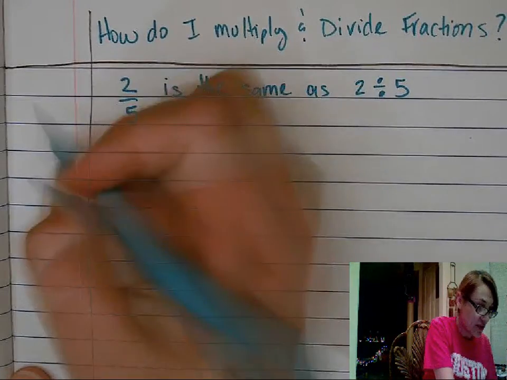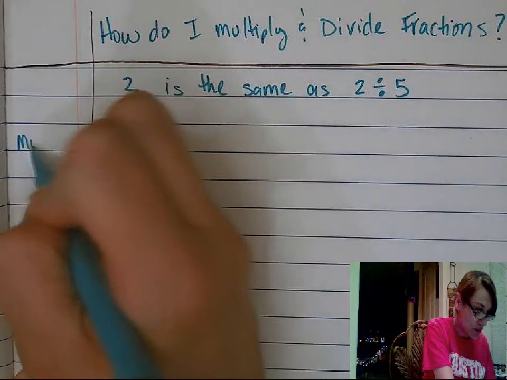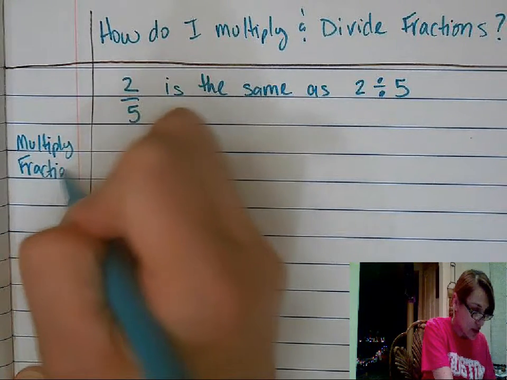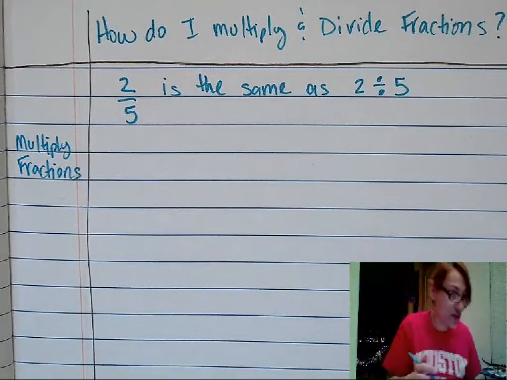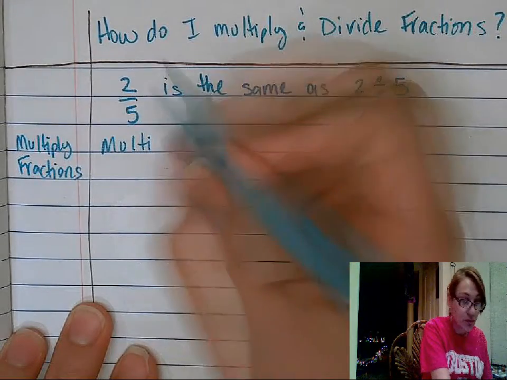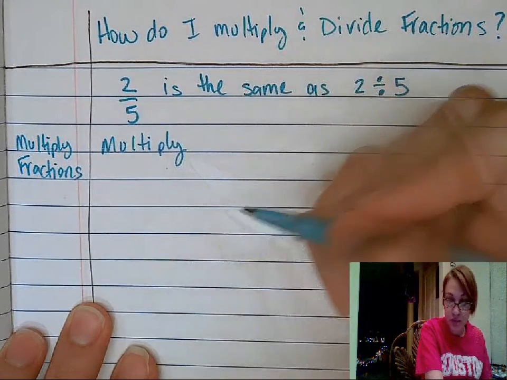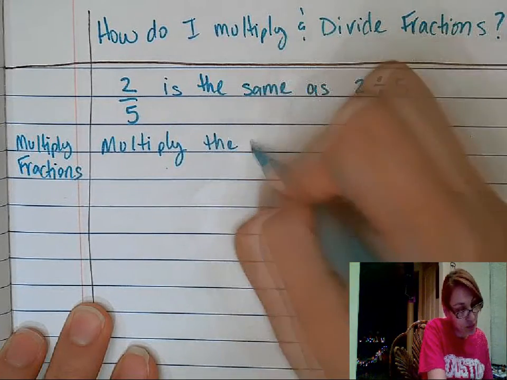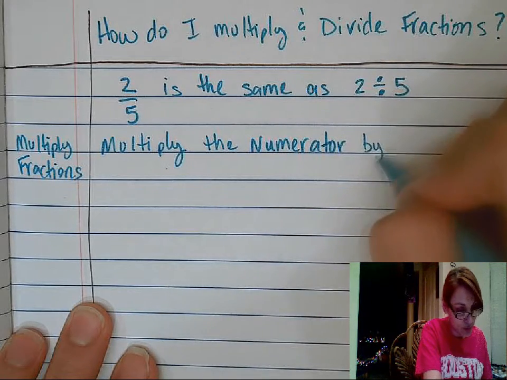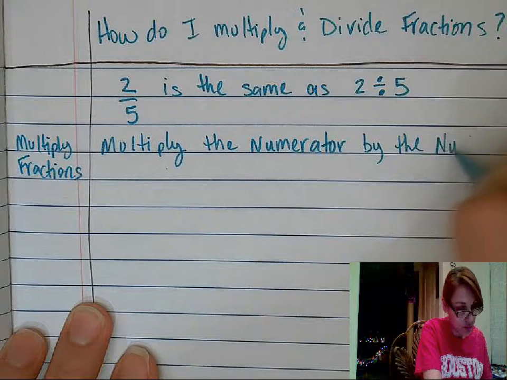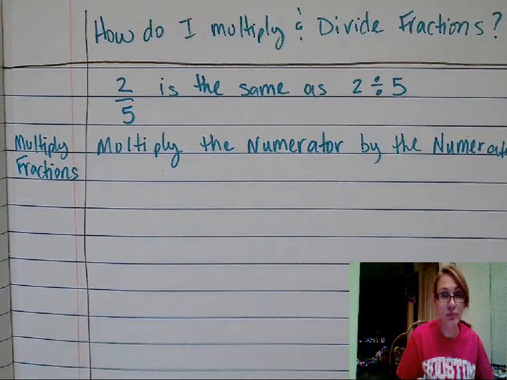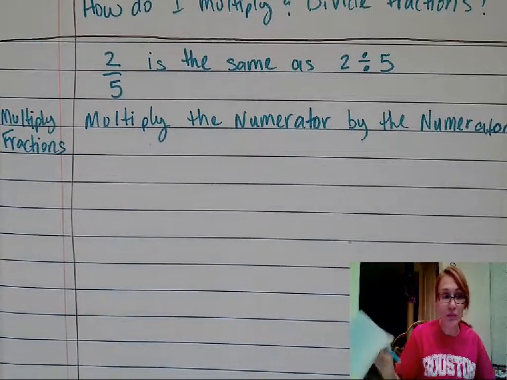Alright, so now let's talk about multiplying fractions. So let's put that multiply here in the margin. So we're going to multiply fractions. When you multiply fractions, you multiply the numerator by the numerator. Okay, which one's the numerator? The top number, right? Okay.